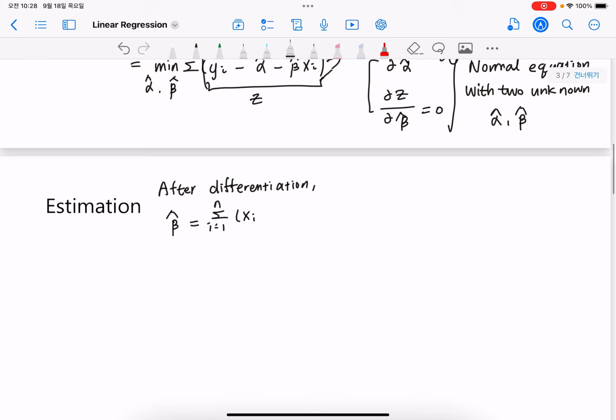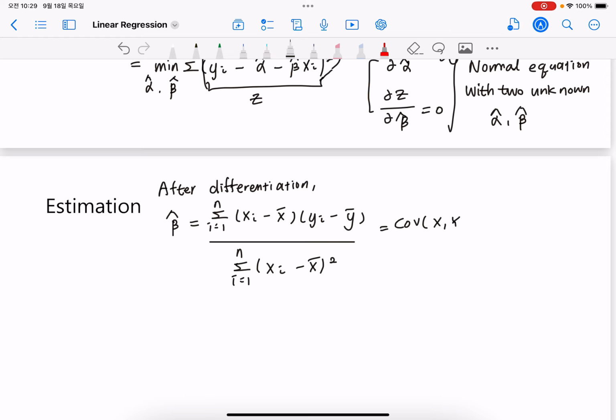the sum of xi minus the x bar. X bar is the average of x. yi minus y bar, the average of y, divided by the sum running from i equal 1 to n, xi minus the x bar squared. Okay. In other words, you don't have to know the formula, but this is simply covariance of x, y divided by the variance of x.